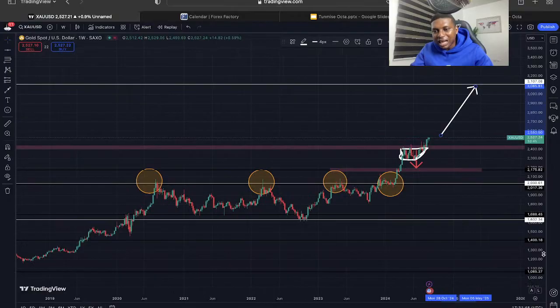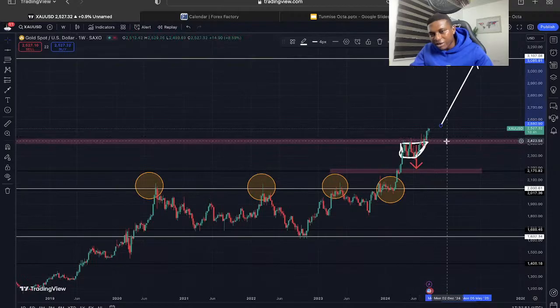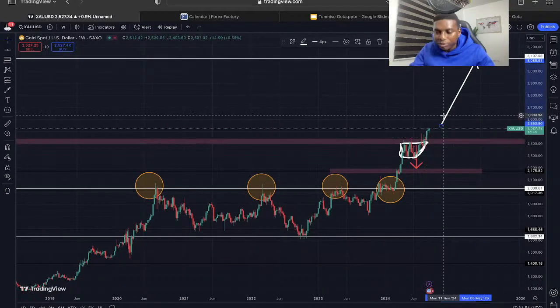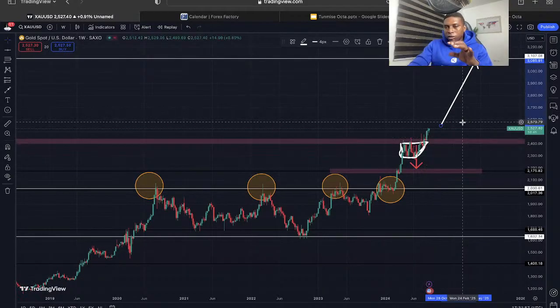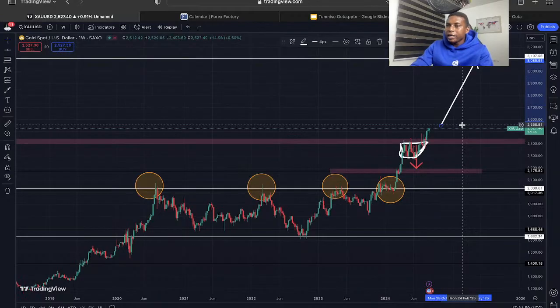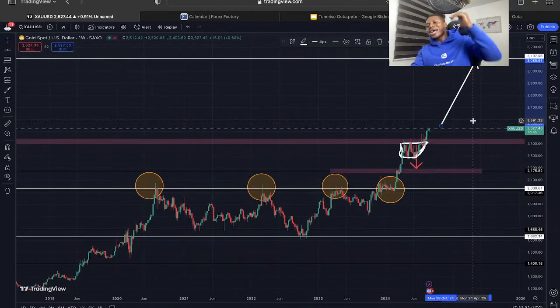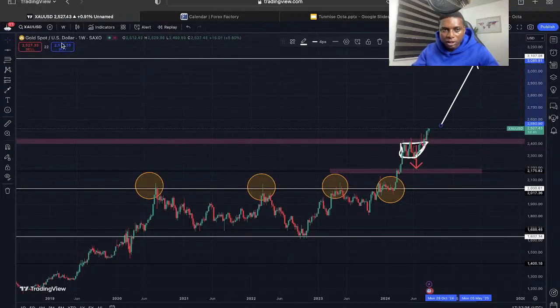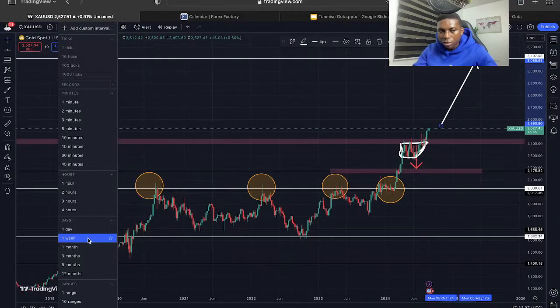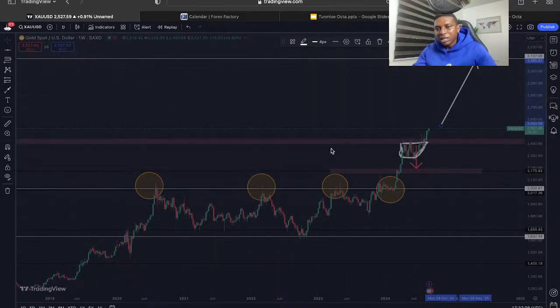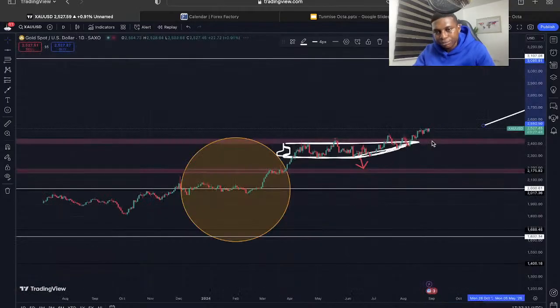Gold is eyeing $3,000. Now we can see that a breakout has occurred, a little reversal has happened, and then we can see price moving up. All right, so we might see a higher push in the price of gold in the coming week and in the coming month. Now let's go down to the daily time frame.